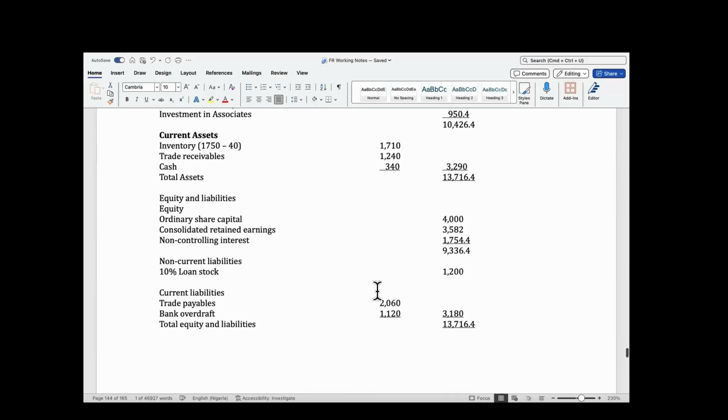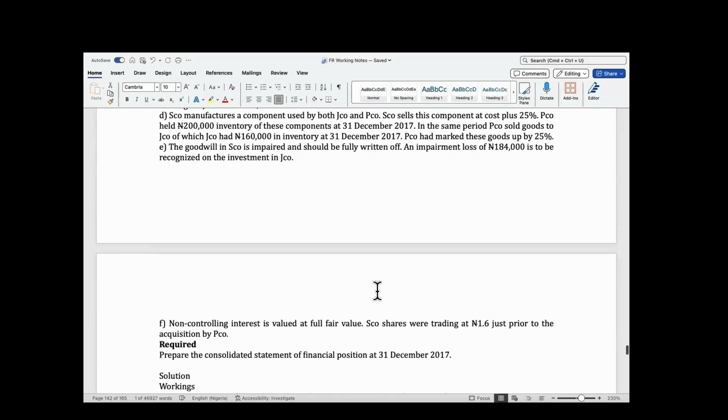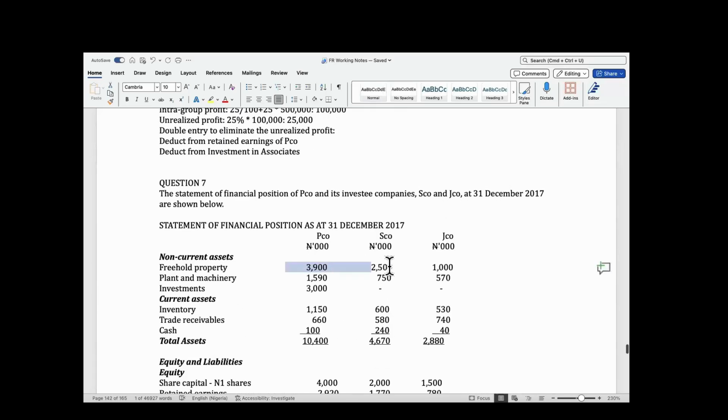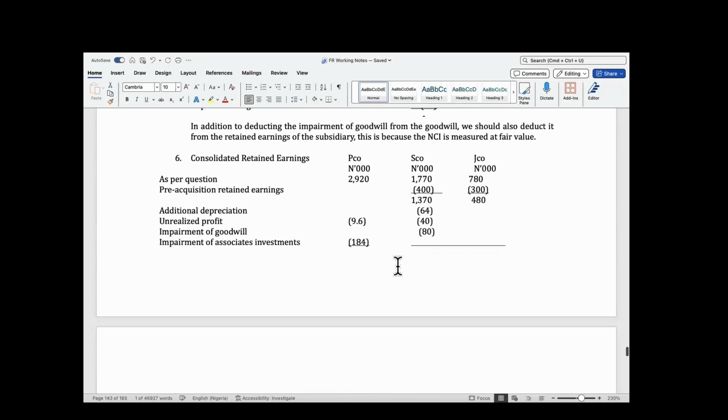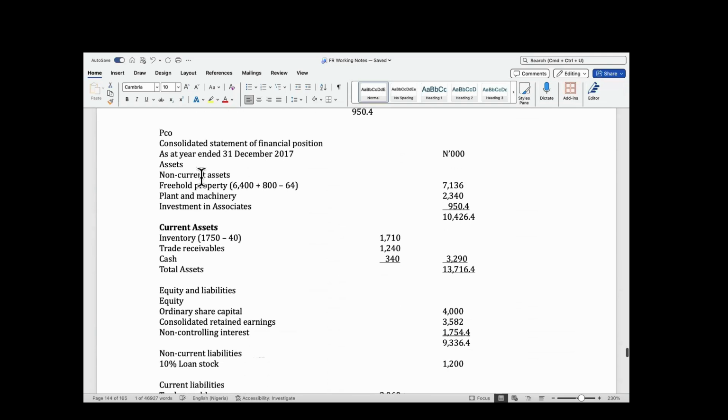And remember, when you are consolidating, you are only going to add these two together. You don't consolidate associates. You are adding parent and subsidiary, and any adjustments are made appropriately, like we have done here now. So for the freehold, I only add parent and subsidiary, and I deducted that depreciation. And I also added that revaluation surplus.